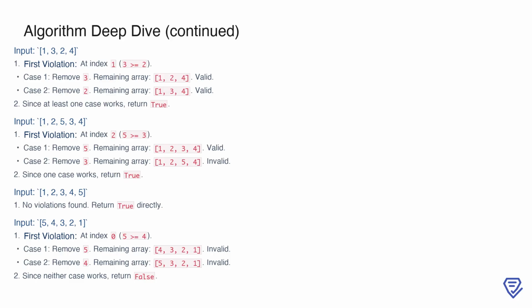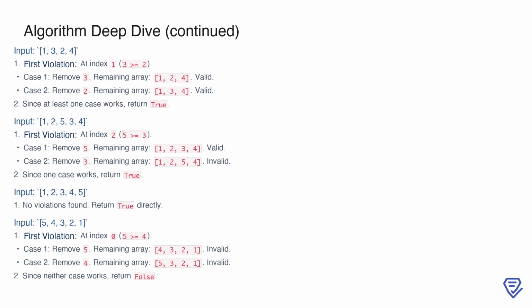For the input 1, 2, 5, 3, 4, the violation occurs at index 2 because 5 is not less than 3. In case 1, removing 5 leaves 1, 2, 3, 4, which is valid. In case 2, removing 3 results in 1, 2, 5, 4, which is not strictly increasing. Since one case works, we return true. For the input 1, 2, 3, 4, 5, there are no violations, so we return true immediately.